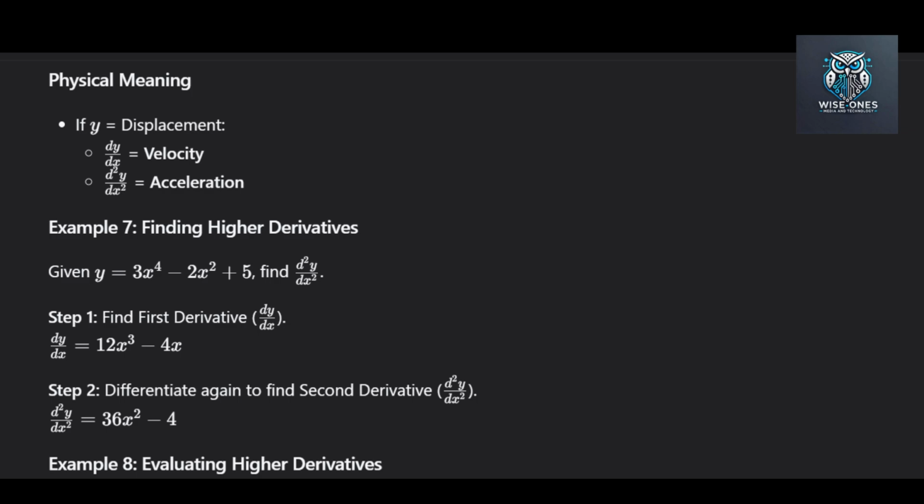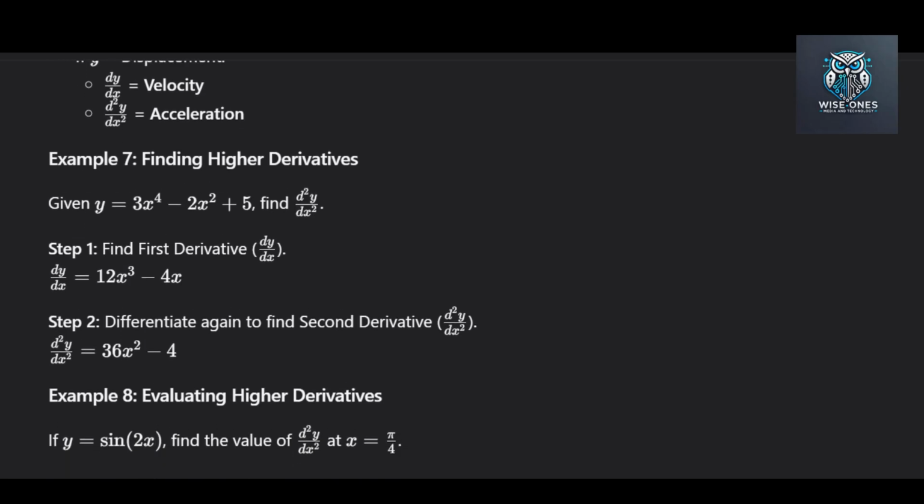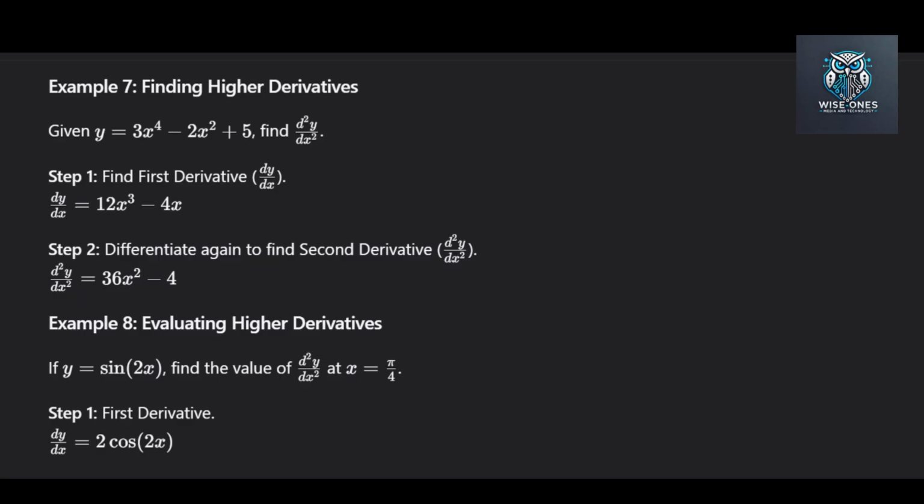Let us look at example 7, finding higher derivatives. Given y equals 3x to the power of 4 minus 2x squared plus 5, find d squared y over dx squared. Step 1, find the first derivative, dy/dx. 3x to the power of 4 becomes 12x cubed, minus 2x squared becomes minus 4x, plus 5 becomes 0. So dy/dx equals 12x cubed minus 4x.